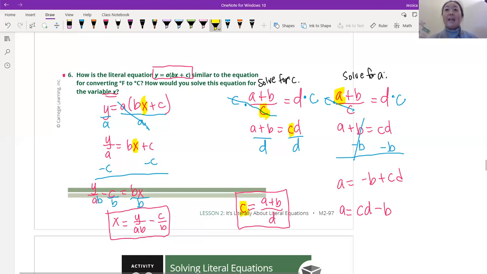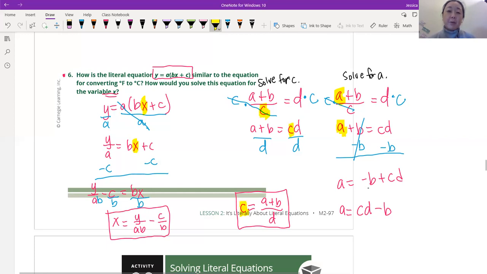Okay, and then here we're solving for a. So again, we still need to get rid of the c because we don't want fractions, since a is supposed to be by itself. So we're going to multiply both sides by c, just like how we did for the other one. And again, we get a plus b is equal to cd. But in this case, since we want to get a, we need to get rid of this plus b. How do you get rid of a plus b? Minus b. We're subtracting b on both sides.